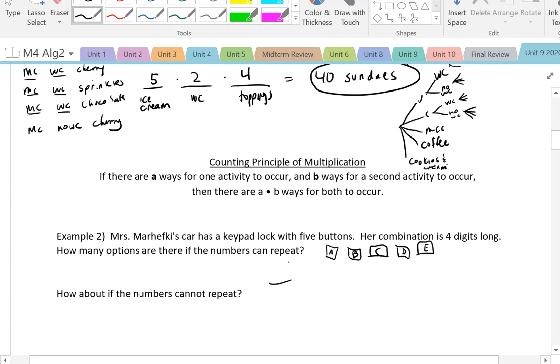Well, this first one, I could have A, B, C, or D, or E. There's 5 options. The next one, I'm allowing them to repeat. So I could have the passcode that's A, A, A, A. So I still can have 5 on this one, 5 on the next button press, and 5 on the third. That's 625 different combinations.